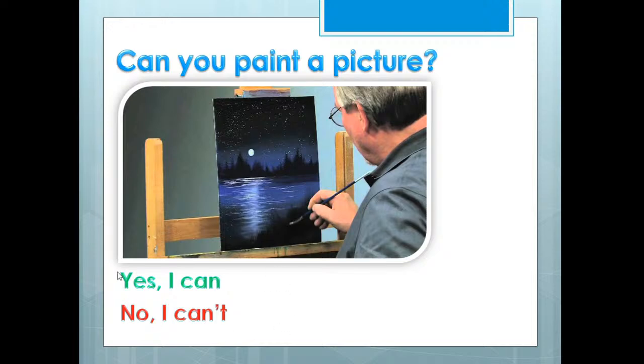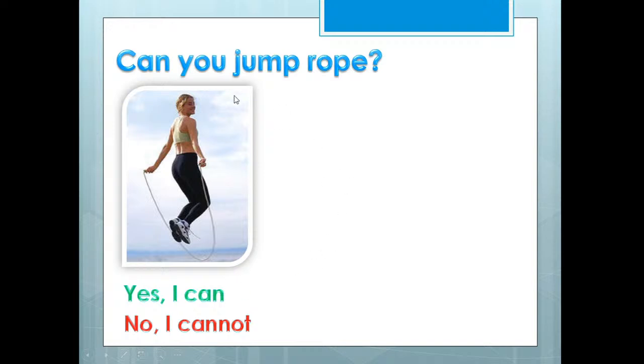So guys, it's time for another question. This one is pretty easy. Jump rope, right? In this picture there's a blonde girl, and she's jumping rope, right? She's jumping rope. If you can do this like her, you can tell me, yes, I can. If you can't, you can tell me, no, I cannot, right? No, I cannot.